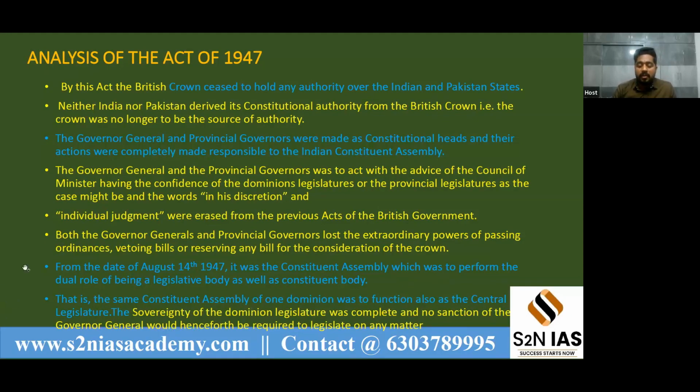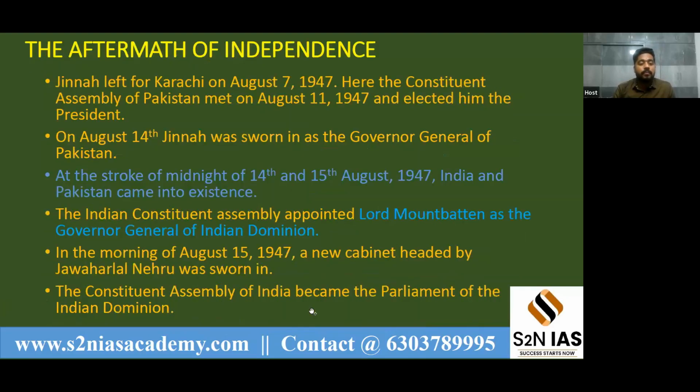Sovereignty of the Dominion legislature was complete, and no sanction of the Governor General would henceforth be required to legislate on any matter. So the Central Constituent Assembly became very independent. There is no interference of the Governor General or any British official from the external side. This was the analysis of the 1947 Act.